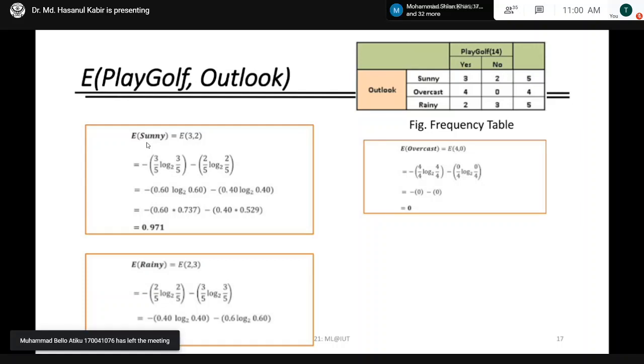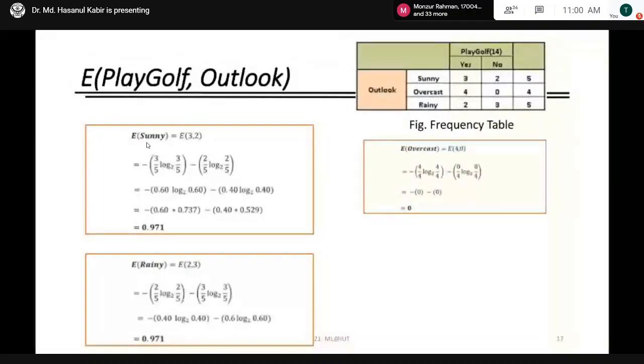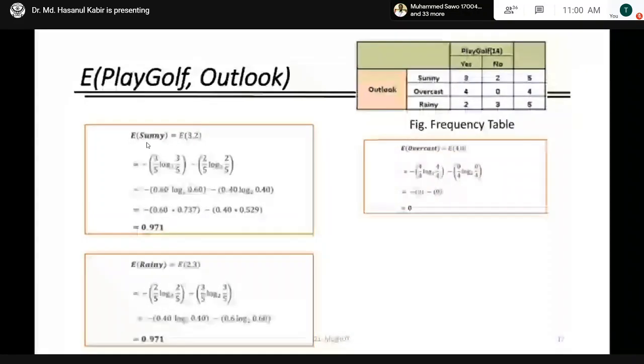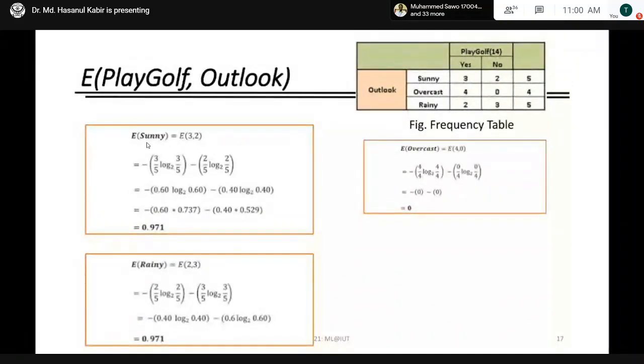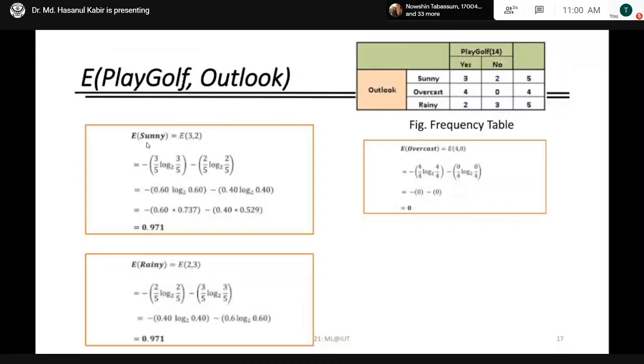Yes, sir. Okay. What is the entropy for rainy? Can I compute in the same way? Yes, sir. That means you can compute the entropy because I can see that the probability of yes given rainy is 2 by 5. The probability of no given rainy is 3 by 5. And then accordingly, you can see at the bottom left, you can see it ended up at 0.971.